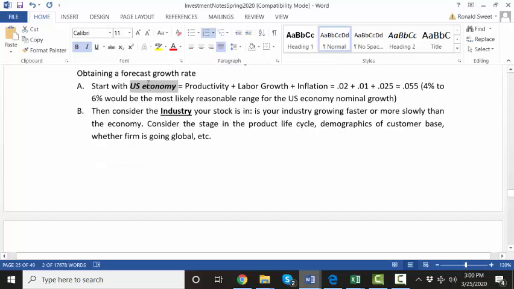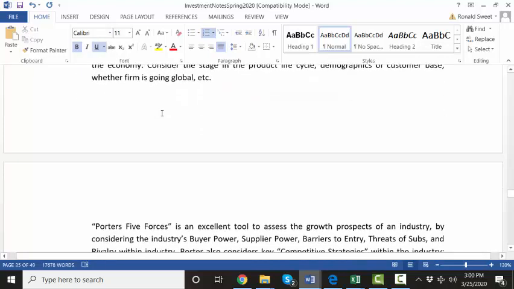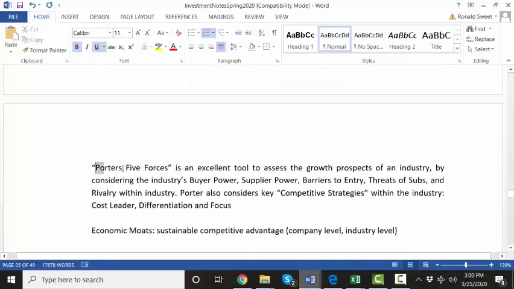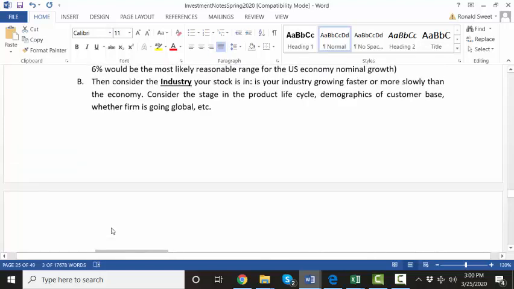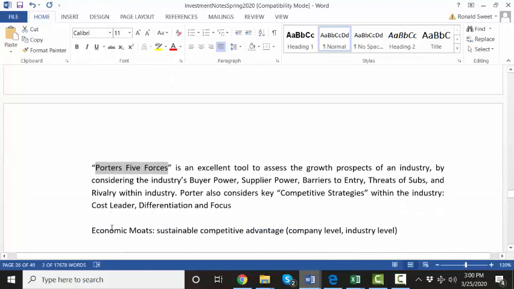After you look at the economy, you might want to look at the industry that you are in. There's something called Porter's 5 Forces, which I hope you will have in some class. When you have Porter's 5 Forces, pay very close attention. It's an extremely important function in finance, a very important theory in finance, to make sure you understand this concept of buyer power, supplier power, barriers to entry, threats of substitutes, rivalry within the industry.